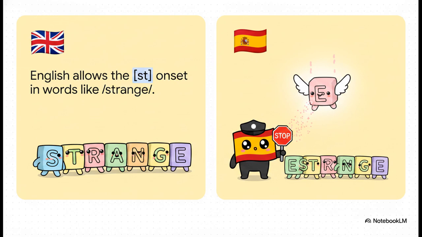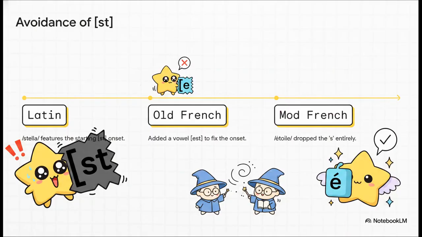So when a Spanish speaker encounters an English word like strange, their brain automatically fixes the structural violation by adding an E at the beginning, making it estrange. They're literally creating a brand new syllable just so the S can safely act as a coda, allowing the rest of the word to proceed legally. French speakers actually had a similar aversion to the est onset, and looking at the history here is just fascinating.